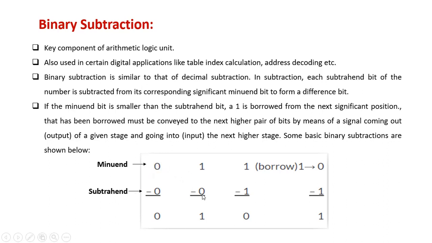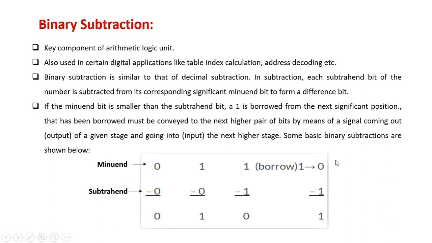That means we have borrowed something from here, so this borrow must be conveyed to the next stage by means of a signal coming out of the given stage. We will get a difference at this stage, and also a borrow to convey that we have borrowed one from this stage, going into the input of the next higher stage.